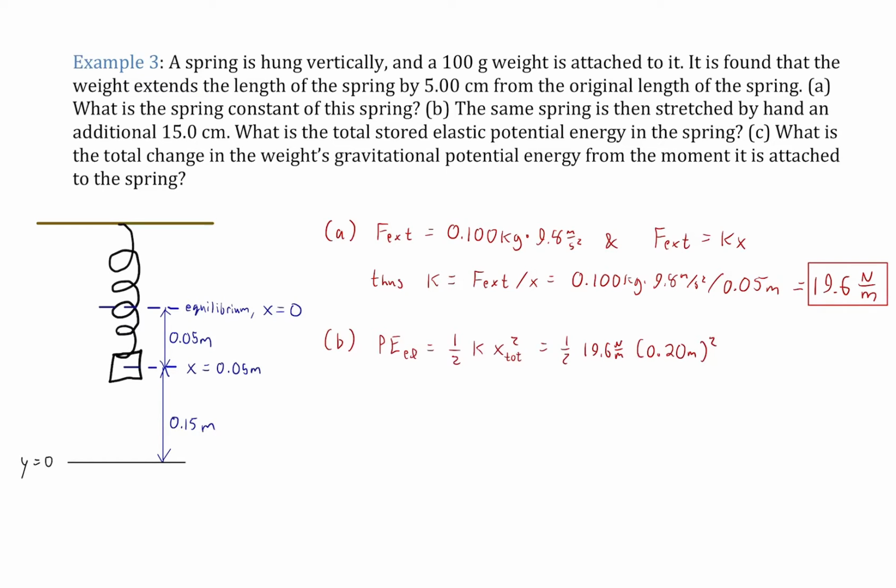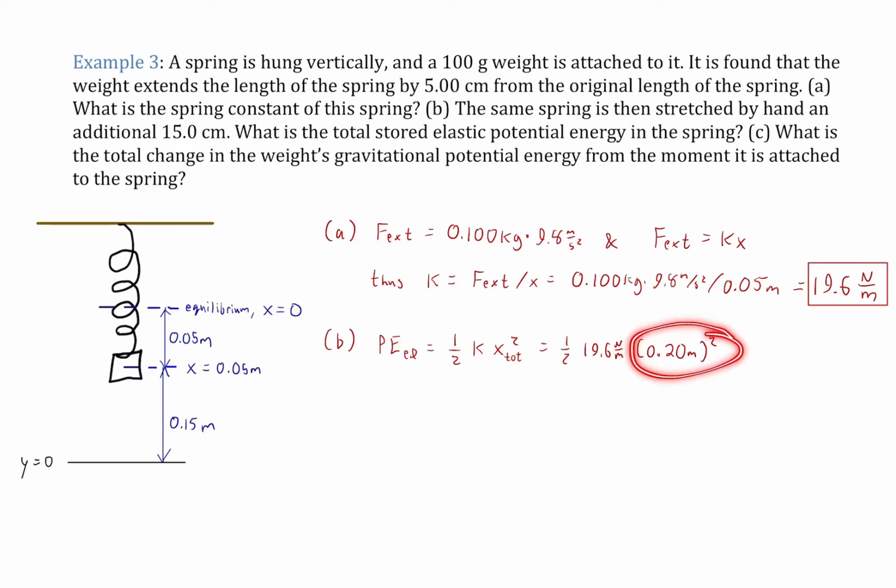All right. So then, in part B, I say that same spring is then stretched by hand an additional 15 centimeters. What is the total stored potential energy in the spring? Okay, well now I'm going to have 1/2 k, the k I found in part A, and then x total. X total is that additional 15 plus the initial 5, right? Because that 5 was storing potential energy, right? We're just even adding to it by hand. So that means that our change in length is 20 centimeters.